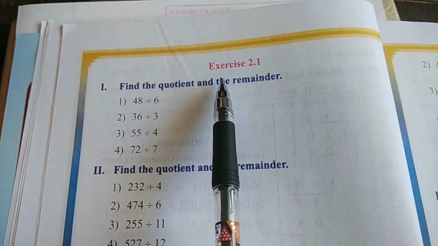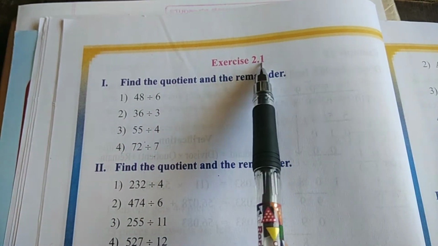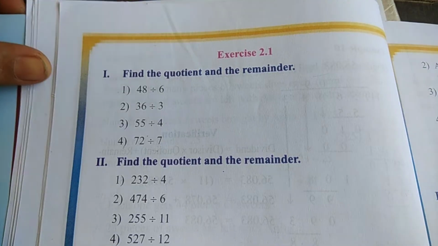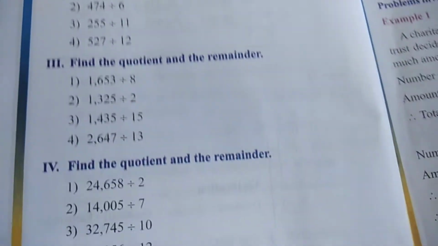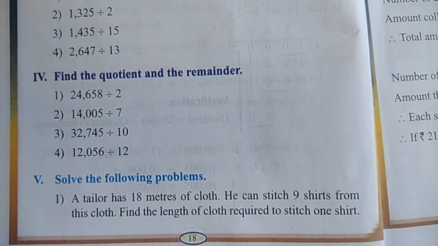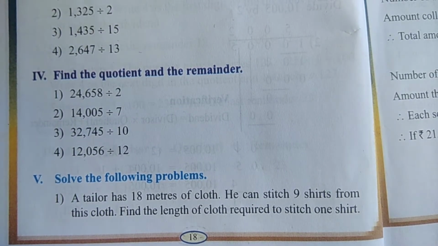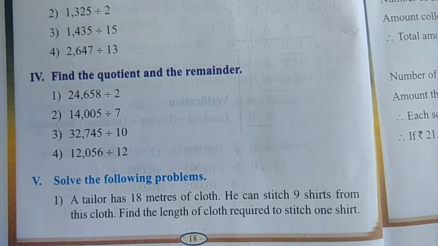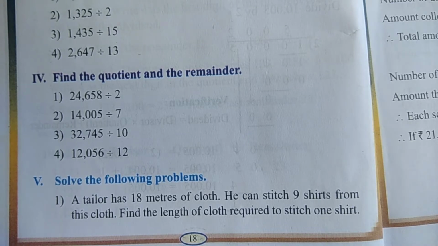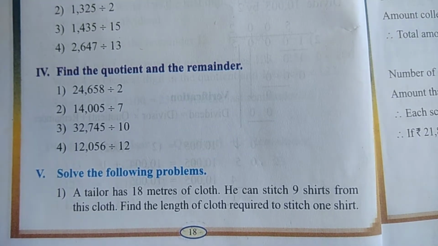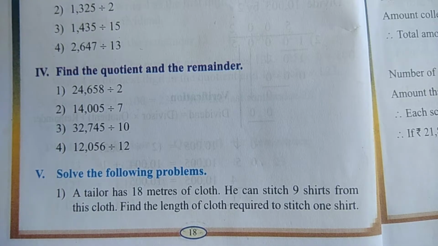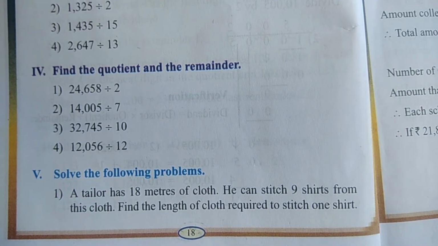Dear students, today let us start exercise 2.1, fifth main. Solve the following problems. First one. A tailor has 18 meters of cloth. He can stitch 9 shirts from this cloth. Find the total length of cloth required to stitch one shirt.